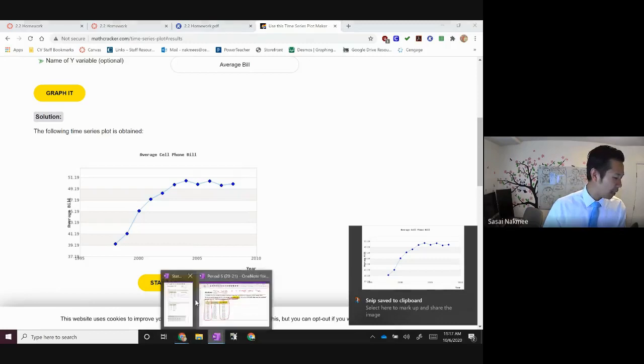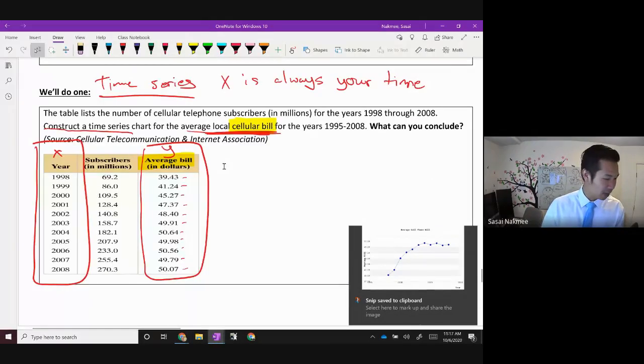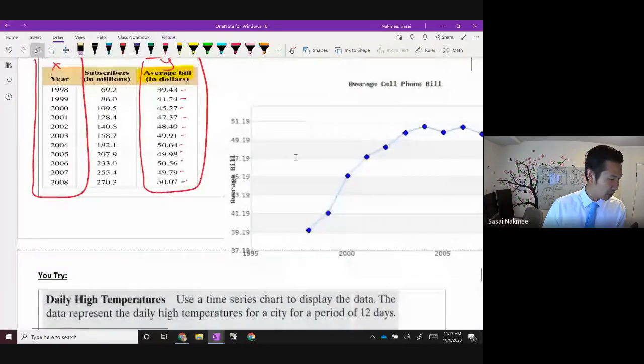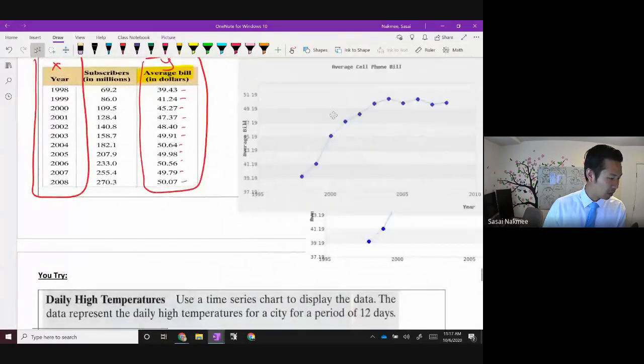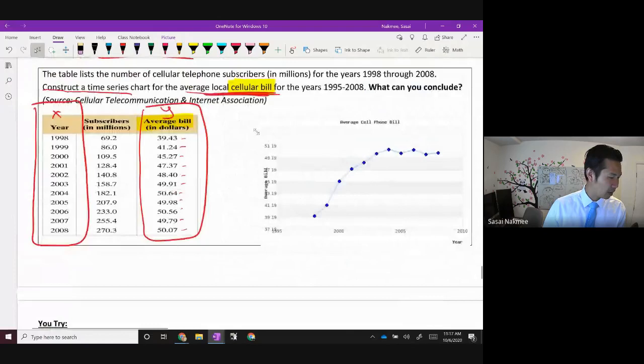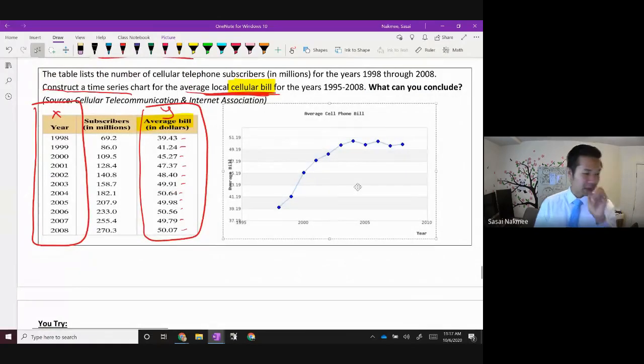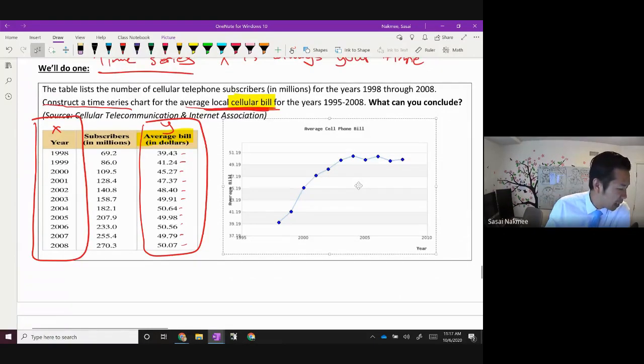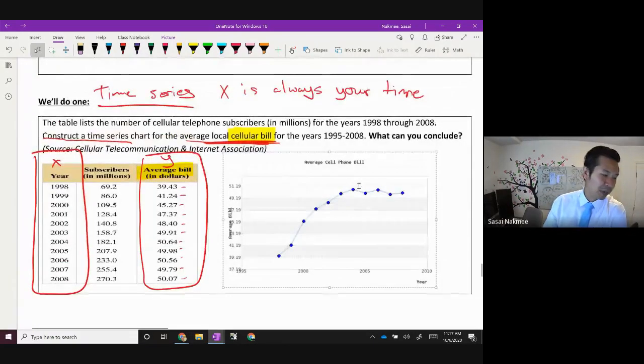I'm going to screenshot that and put that in my notes right here, like so. Shrink that down, and bam, there we go. That is my time series looking at the average bill cost. You can clearly see that the bill has been consistently going up. It used to cost $39 on average, and the average bill in 2008 was almost $50.